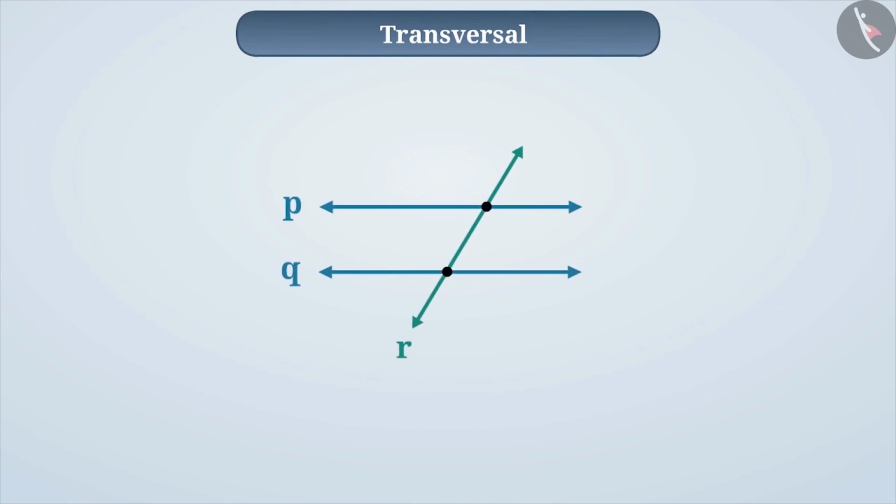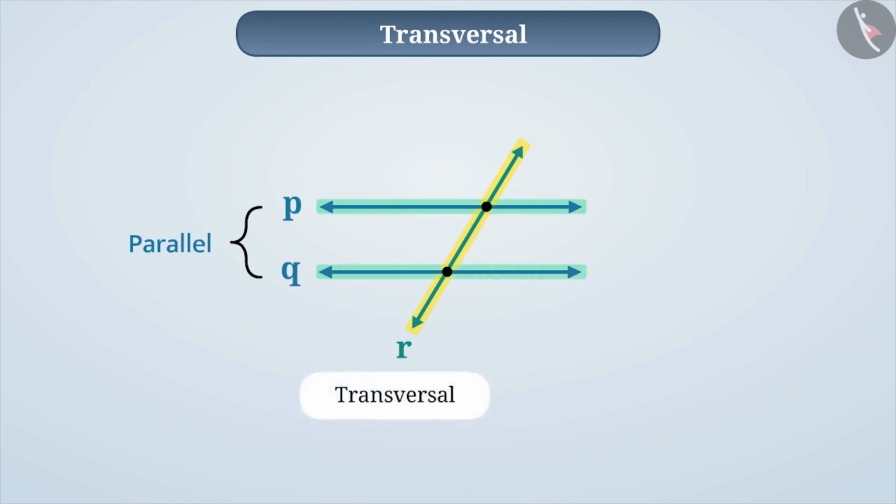Look at this figure. Here you can see that the line P and line Q are parallel. Line R is intersecting these two lines at different points. So, we can say that the line R is the transversal of line P and line Q. You can also see that the transversal of two lines intersects them at two different points. That means the transversal of two lines has two different points of intersection.